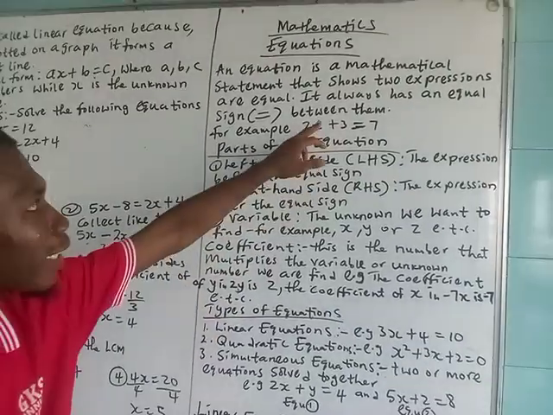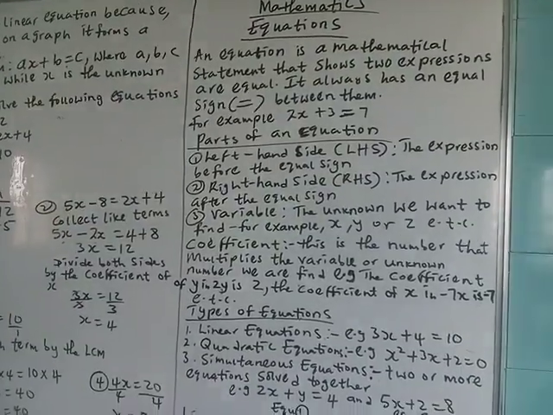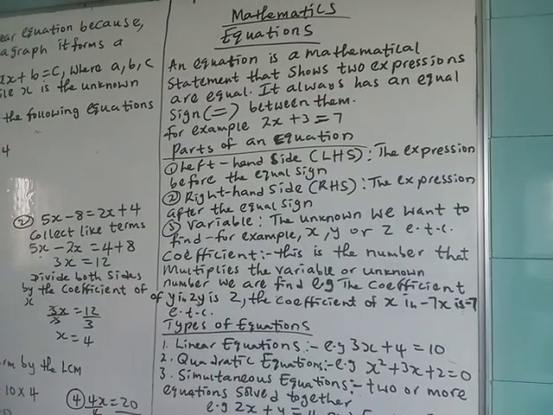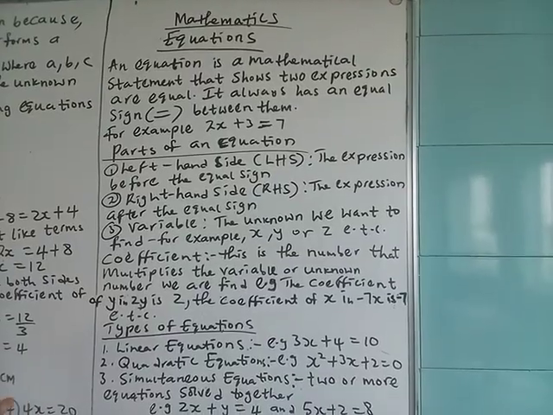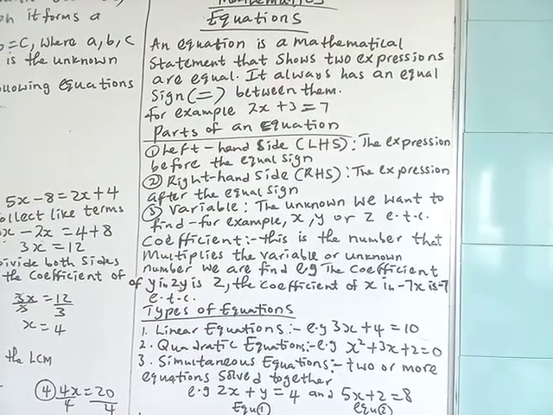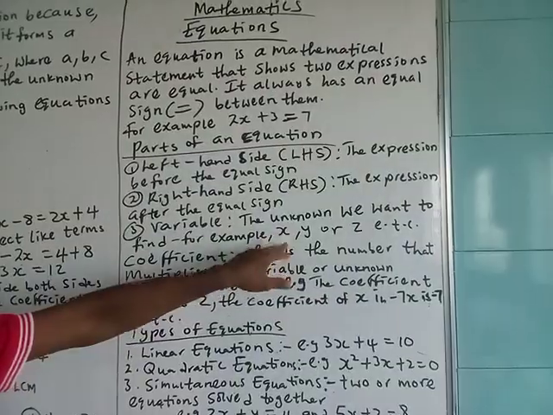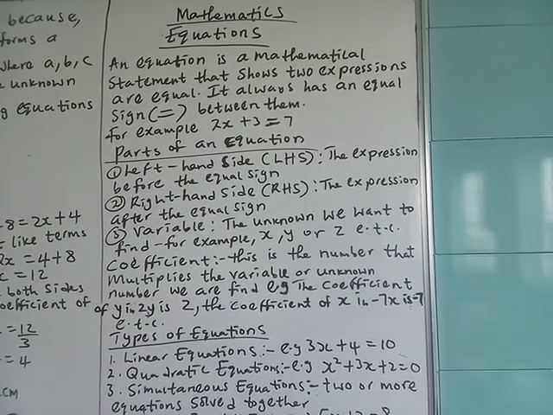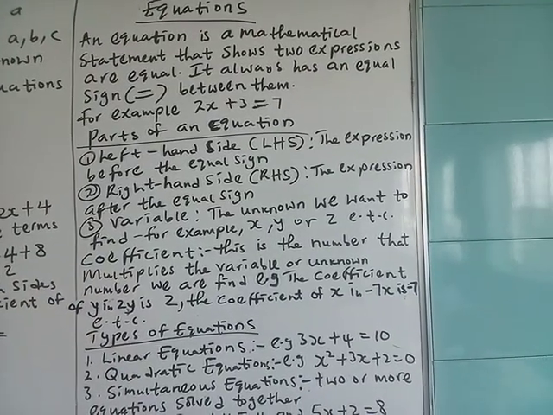The variables are the unknowns we want to find. And what are these unknowns? X, Y, or Z, or maybe other letters like A, B, C, or so. Those ones we call variables, which means that they represent numbers. We call them variables, and they can have different values. So that's a variable. The values can change.